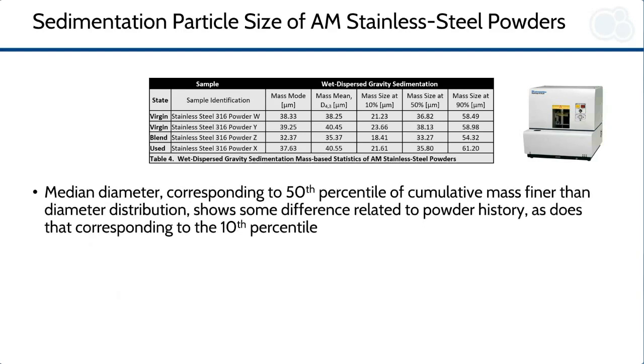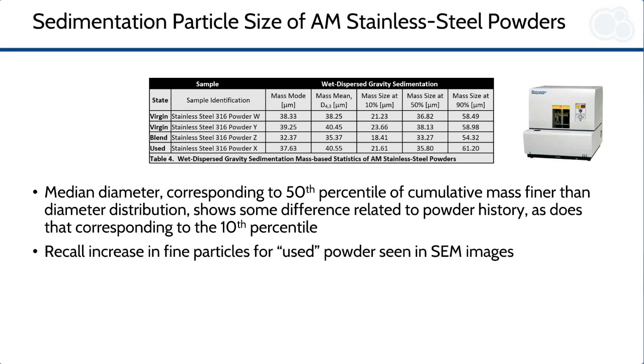The median diameter, also called the D50, defined as the diameter corresponding to the 50th percentile of the cumulative mass finer than diameter distribution, as well as the diameter corresponding to the 10th percentile, D10, of the distribution, show a trend relating to powder usage history. It appears that the additional fine particles seen in the SEM images are detected in the sedimentation particle size distribution.